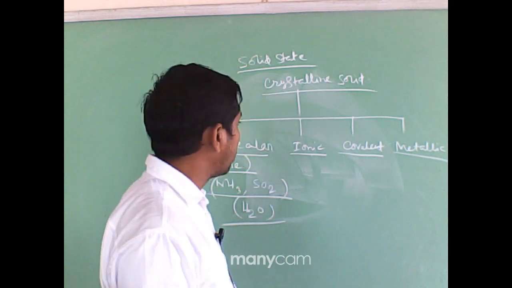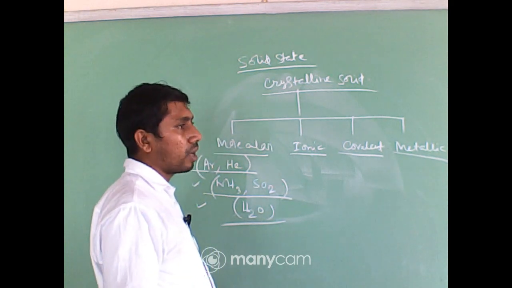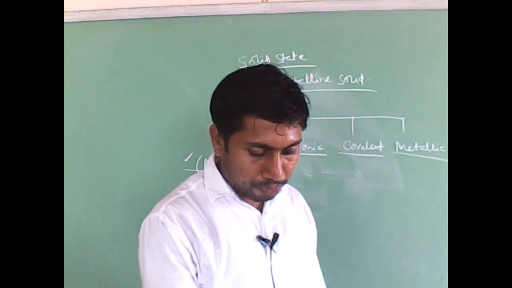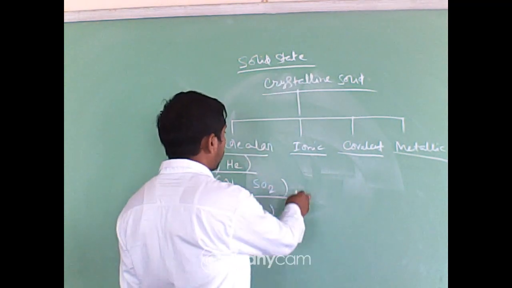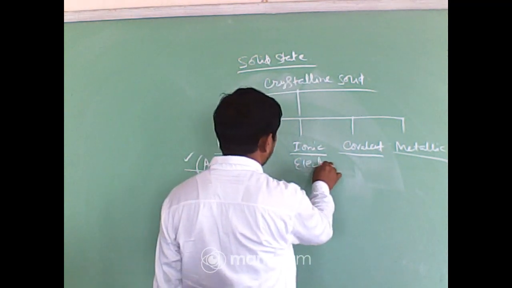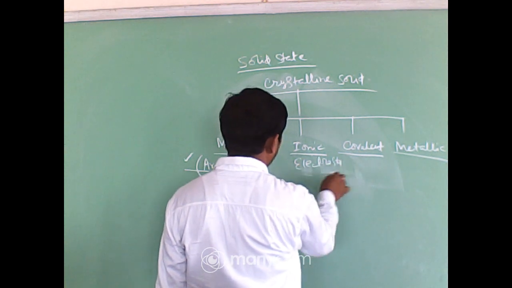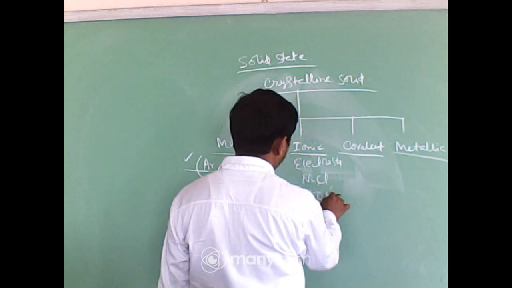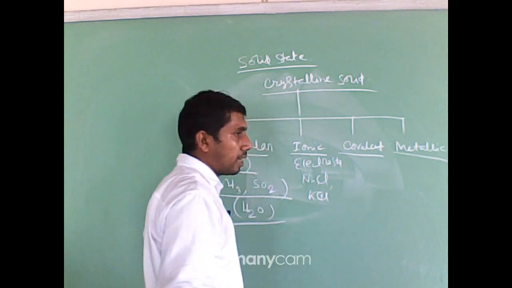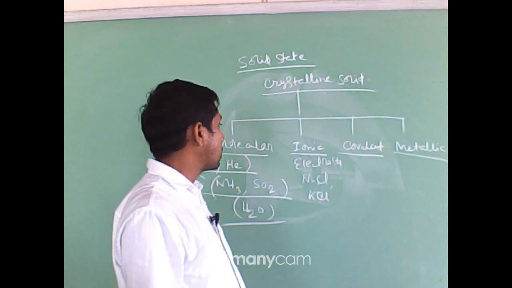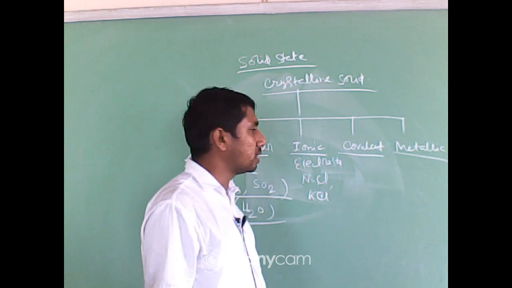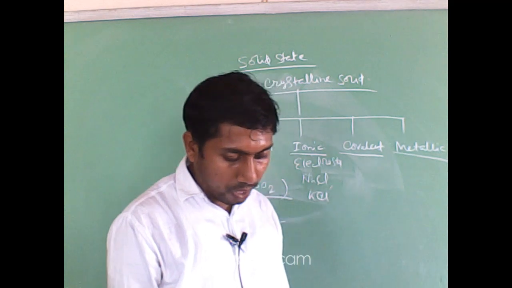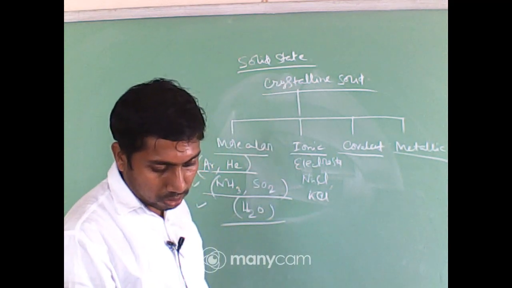Next one, ionic solid. We already know about ionic solid, that is NaCl, KCl, etc. These are under ionic solid. What is the force involved here? It is electrostatic. In NaCl, there are 2 kinds of ions, one is delta plus, another one is delta minus. These form a crystalline structure. This is ionic solid. Next is the covalent solid or network solid.